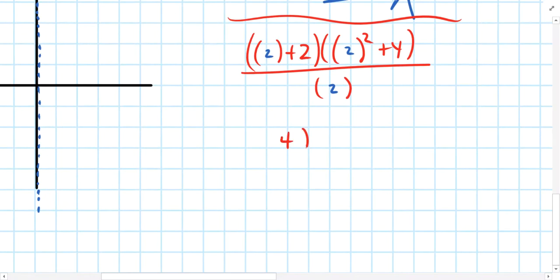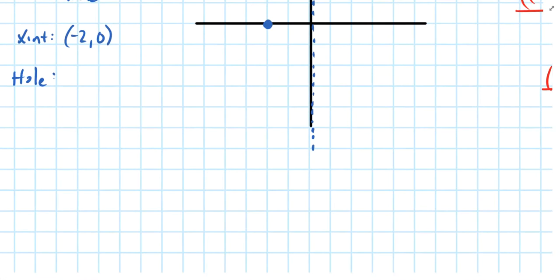This ends up being 4 times 8 divided by 2. So 2 and 2 made 4. 2 squared was 4, plus 4 made 8. And we're dividing that result by 2. So it looks like 16 to me. So evidently there's a hole at the coordinate 2, 16.